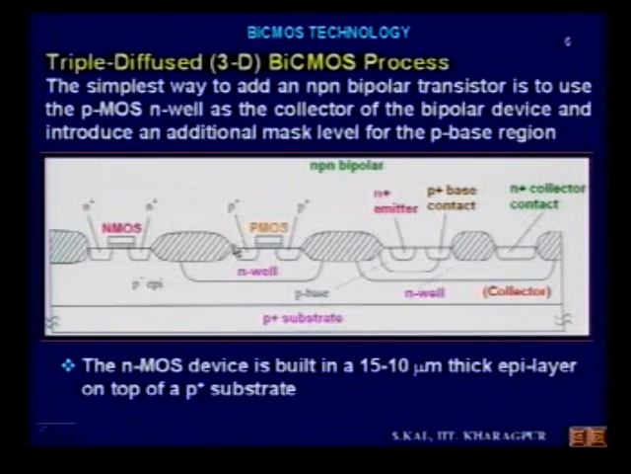Okay. Along with P plus source and drain for the PMOS, we made the P plus base contact. This P plus is made along with this, combinedly. Then along with the N plus source drain implant of the NMOS transistor, we are making the N plus emitter and N plus collector contact. They are made along with the NMOS source and drain implant. That is known as merge technology. Technology is merged to make both bipolar layers and CMOS active layers.